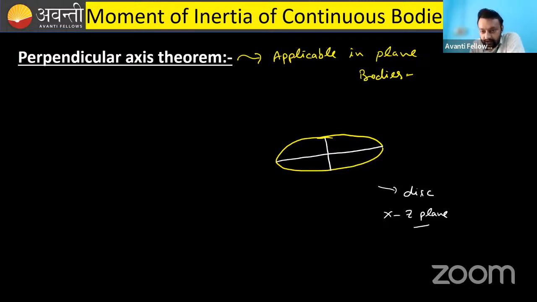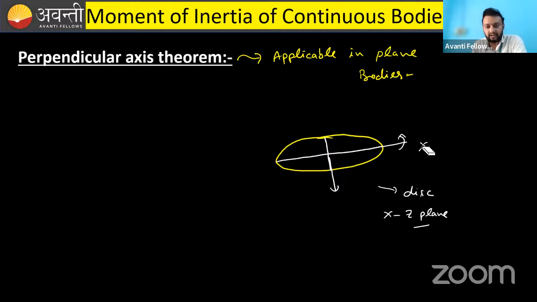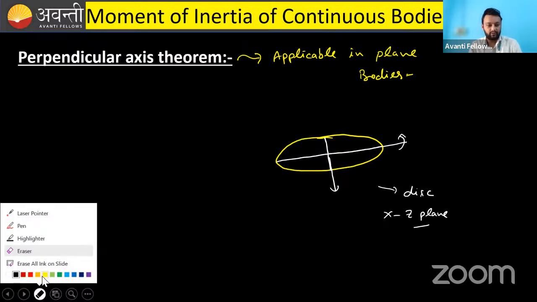Okay. So have a look at these two axes. One is along the x-axis, and the other axis is in the z direction. Don't confuse it with x, y, z. I think it will hamper your understanding. These are the two diameters. Just have a look at that.